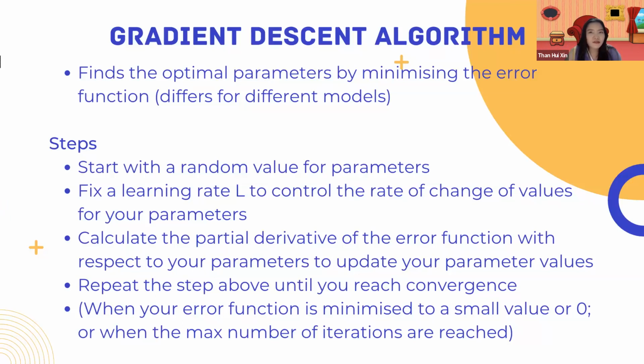So it's basically like a for loop, right? You keep iterating and iterating and iterating until you reach this convergence point. And what this convergence point is, it could either be where your error function is minimized to a certain threshold that you set, or when it reaches 0. If not, it can be when you hit the max number of iterations reached. Next slide.